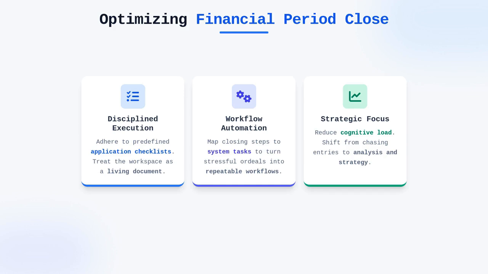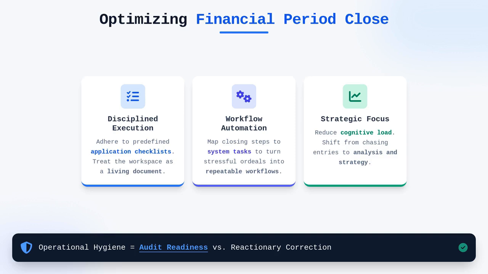This reduction in cognitive load is exactly what allows professional accountants to focus on analysis and strategy rather than chasing down missing journal entries. Maintaining this level of operational hygiene is what separates a well-managed finance department from one prone to constant reactionary corrections during the audit phase.